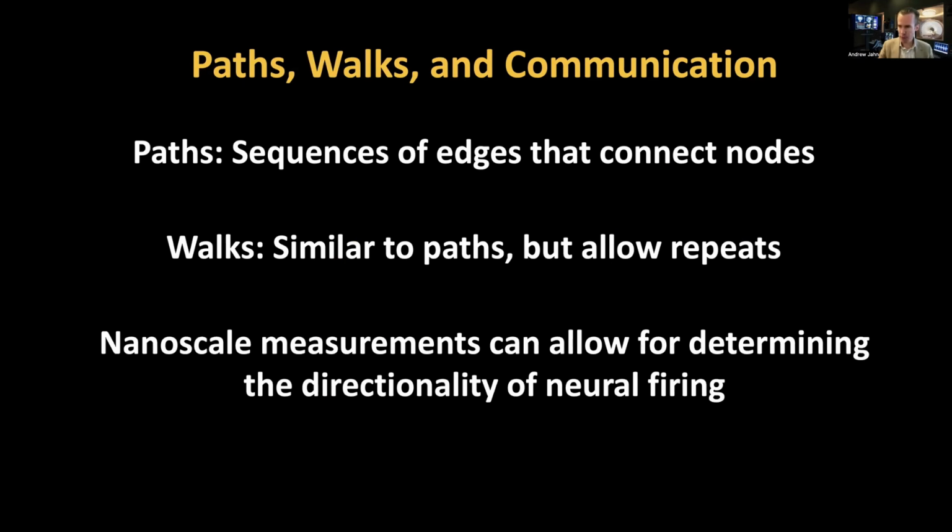Now, with nanoscale measurements, looking at individual neurons, this allows you to determine the directionality of neural firing, as I talked about before. So, in contrast with functional connectivity, it's impossible in most cases to determine whether one region was firing first before the other. Maybe they're both firing at the same time. Our temporal and spatial resolution is too low to make any kind of claim about directionality.